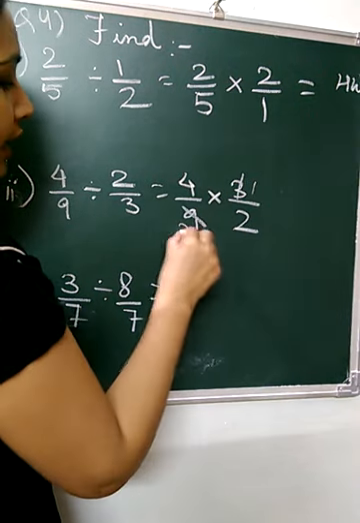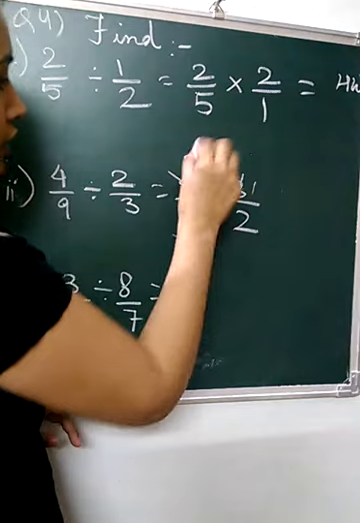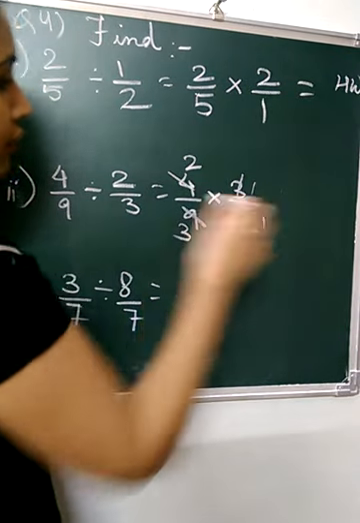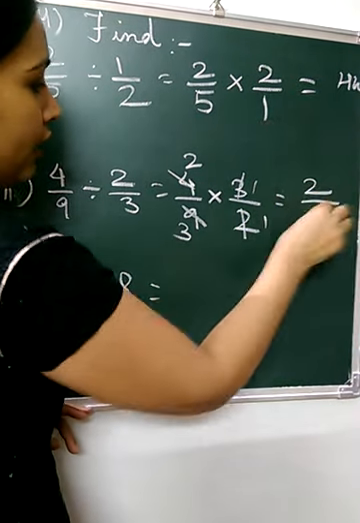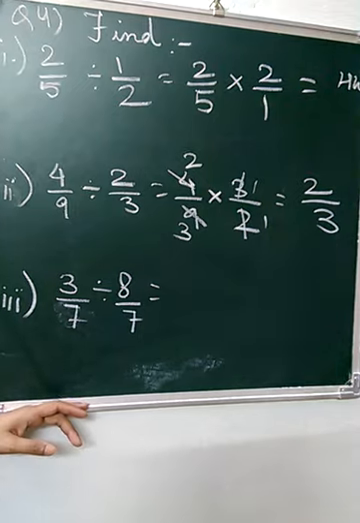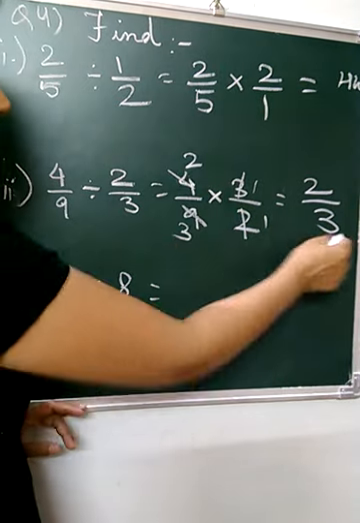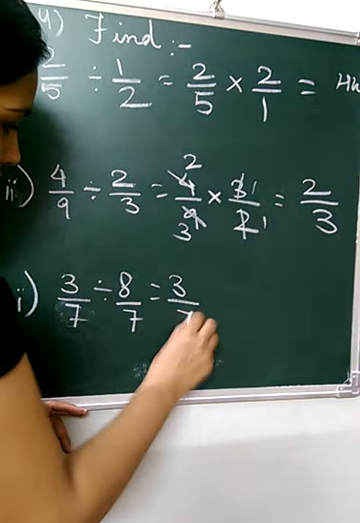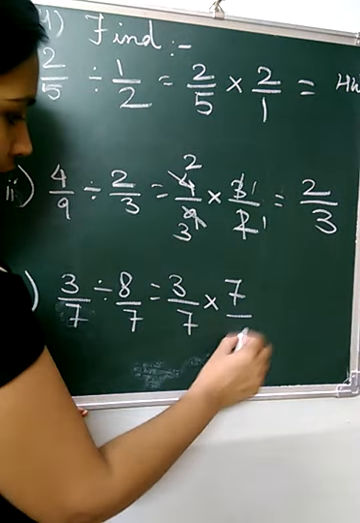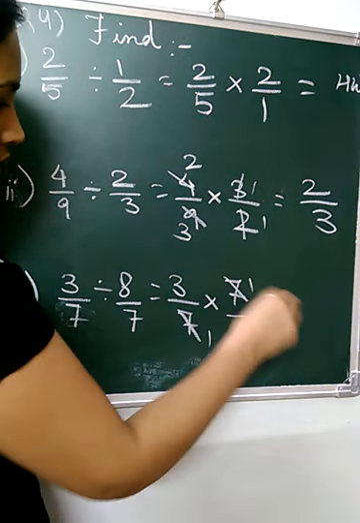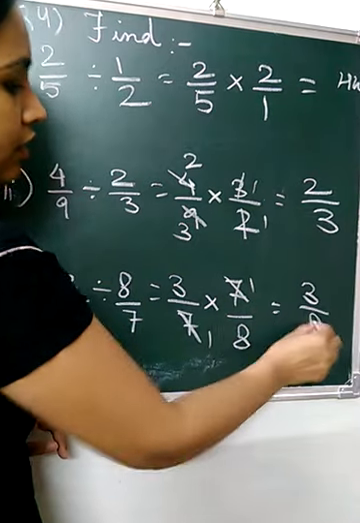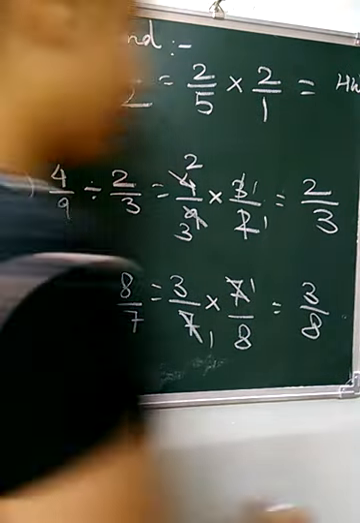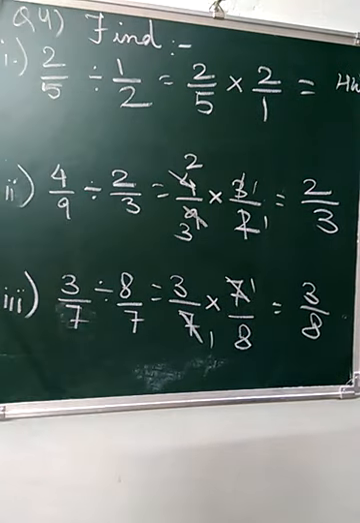Similarly, 3 and 9 will get cancelled and 2 and 4 will get cancelled. So 2 ones are 2 and 3. This is your answer. 3 ones are 3, 2 ones are 2. Similarly, 3 by 7 into 7 by 8. So the answer is 3 by 8. This completes the first, second and third of question number 4.